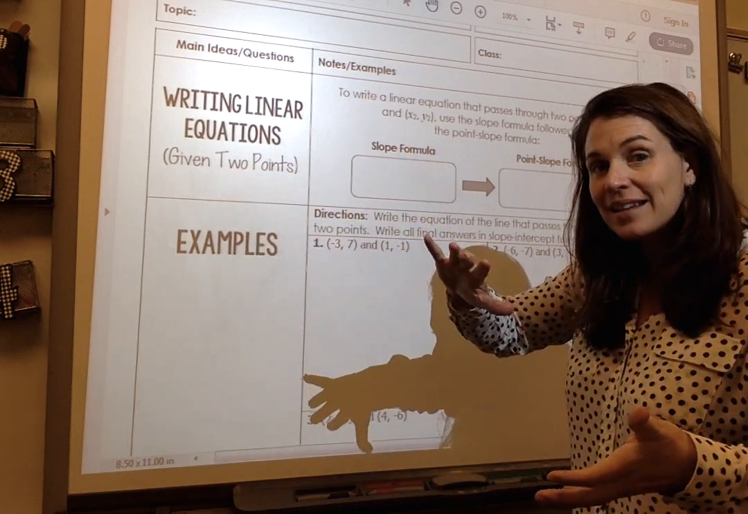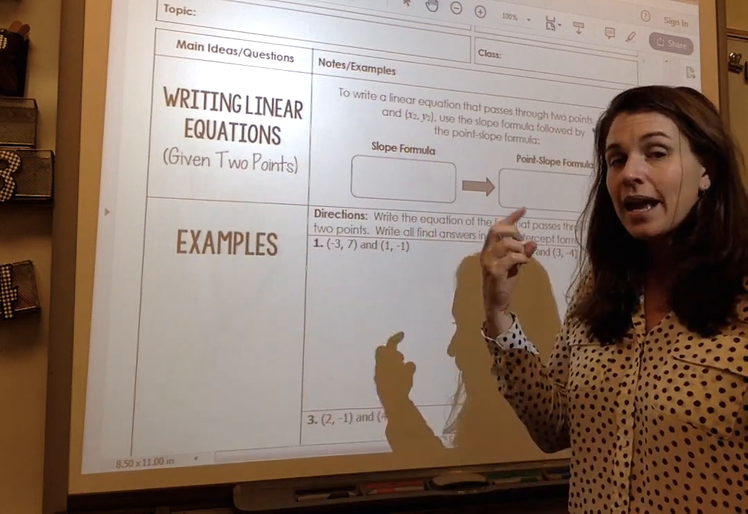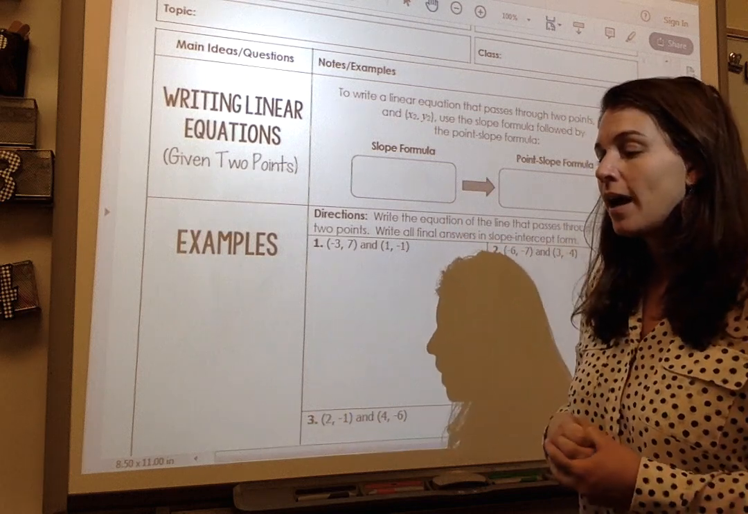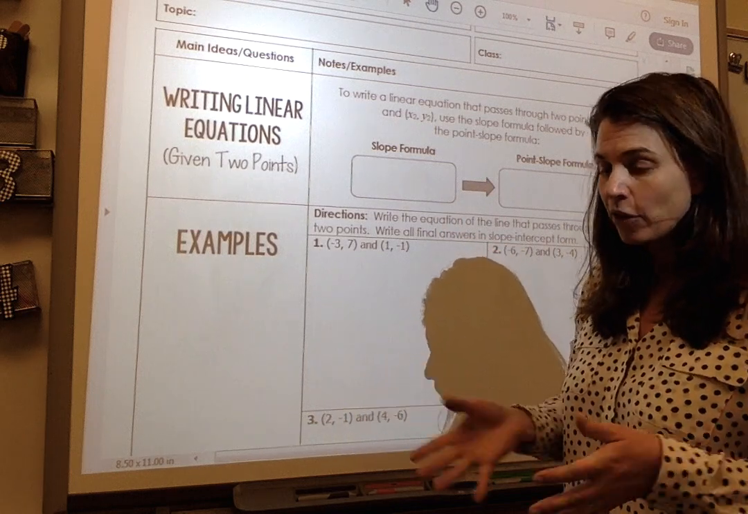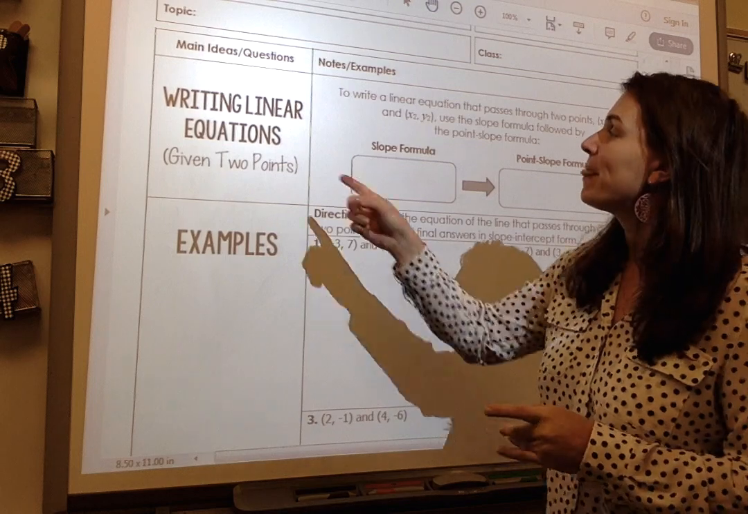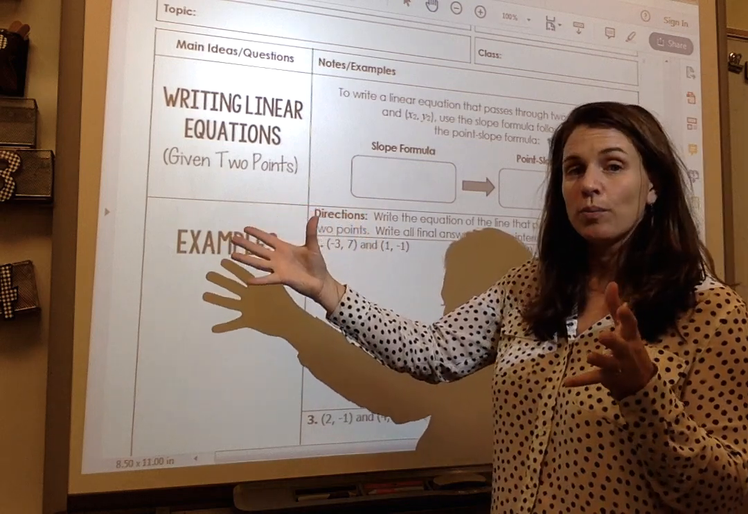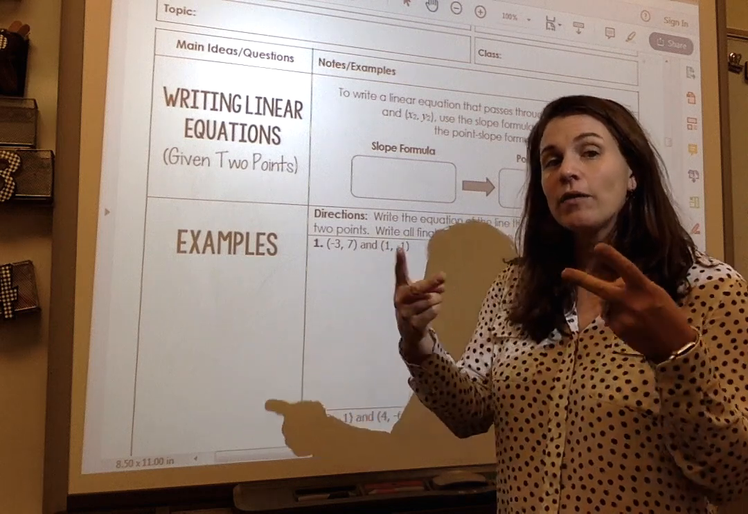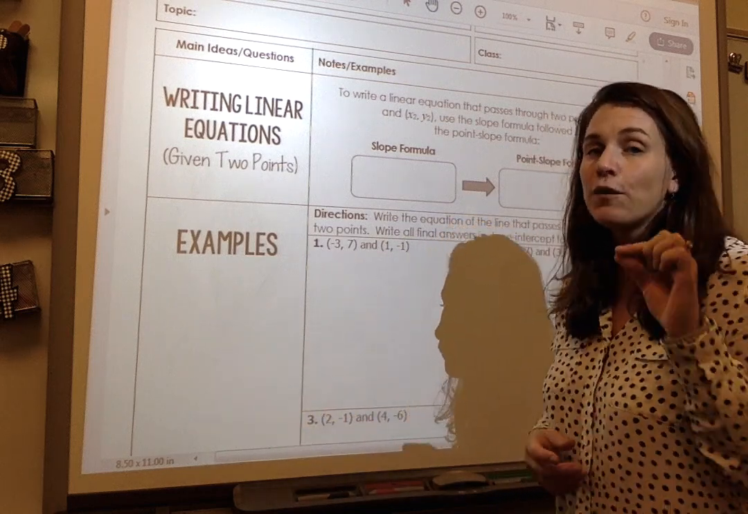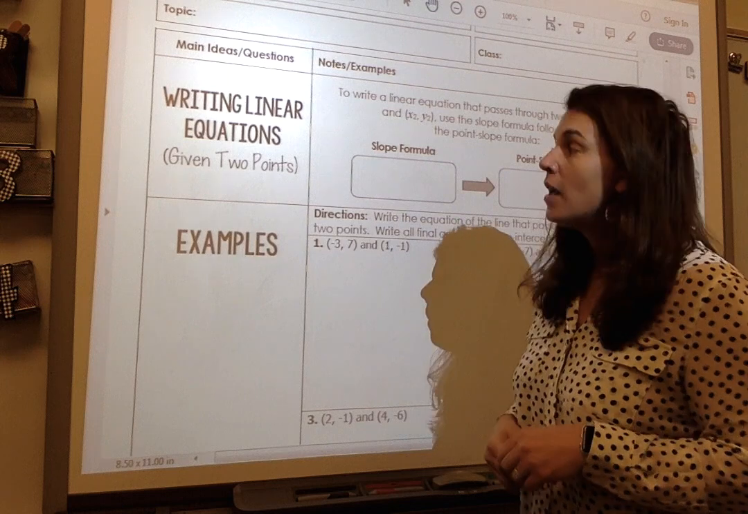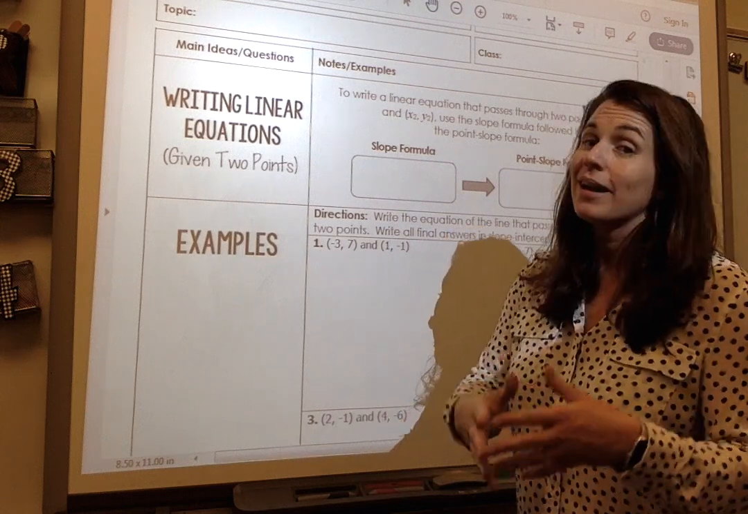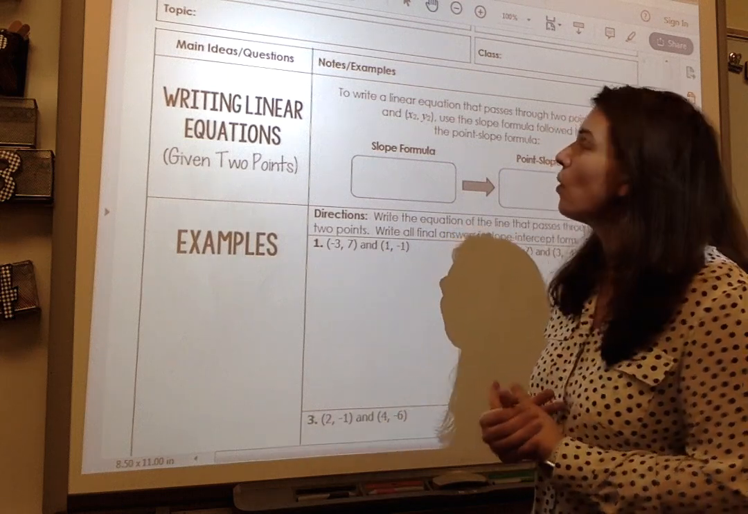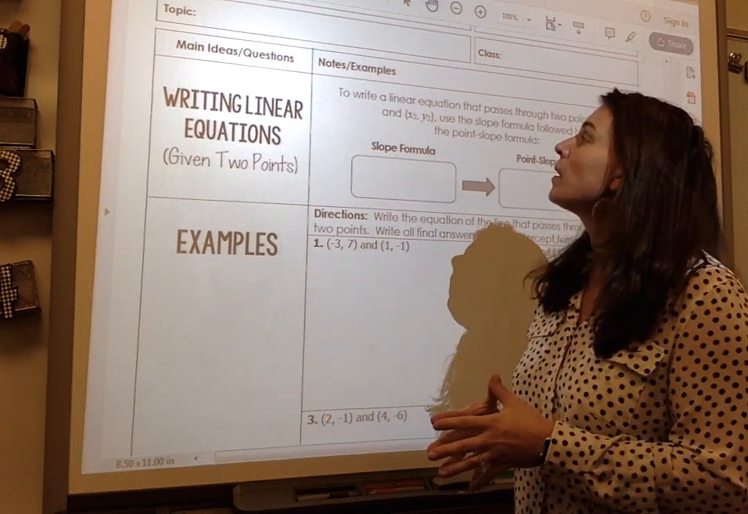So the last lesson, I gave you a slope and I gave you a point, and then we found my linear equation, y equals mx plus b. But this time, all I'm going to do is give you 2 points. Even if you were in class right now, I would give you 2 points and I would see if you're able to write a linear equation. But since you're not in front of me, I can't get that instant feedback. So I'm going to show you how to do it.